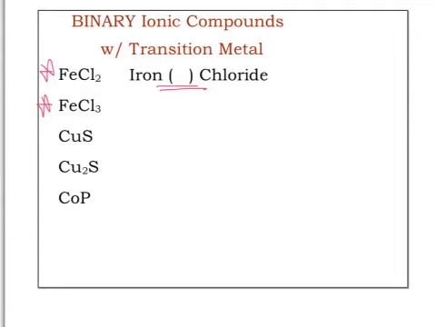Now remember that we know the charge of the alkali metals, the alkaline earth metals, and aluminum. We know how many electrons they want to lose to be like the noble gases. But for the transition metals, we don't know exactly how many they want to lose, so we have to go off of their compound or their name to figure that out. So let's just look at FeCl2.